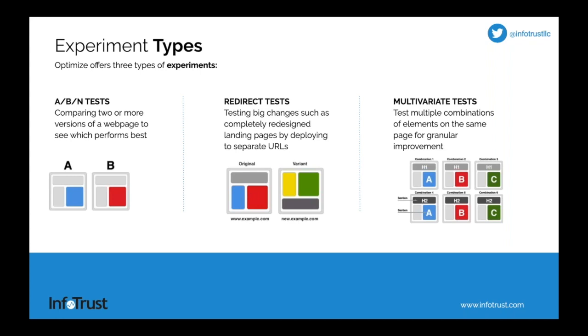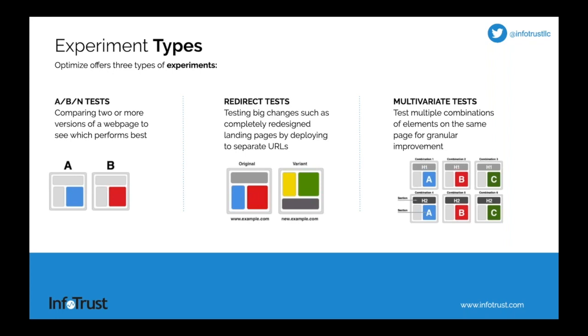If, for instance, you want to make a big change to, say, a landing page or some other type of content or checkout page, for really big changes where you're completely redesigning an experience, you might want to consider a redirect test. And Google Optimize would handle deploying your traffic to separate URLs.